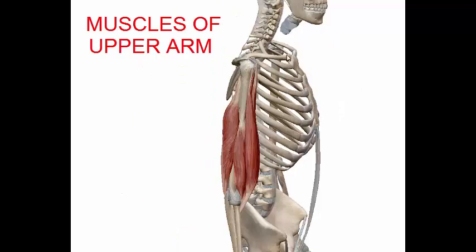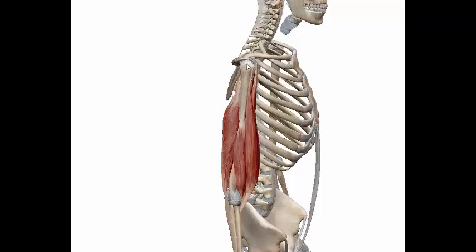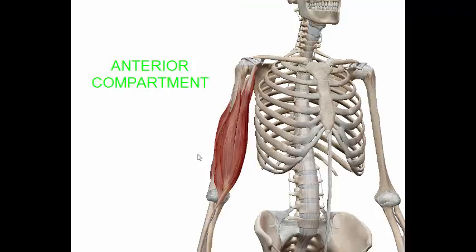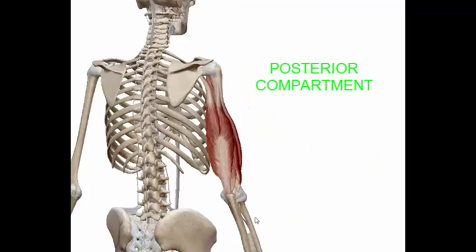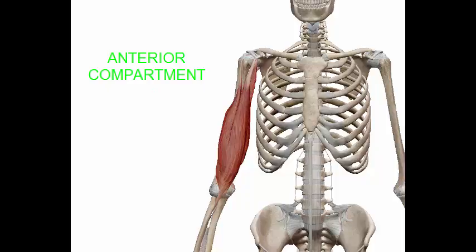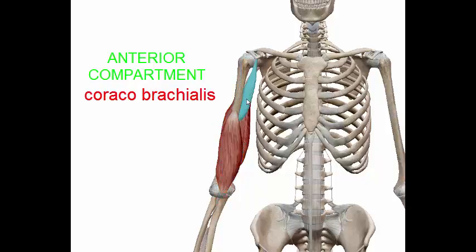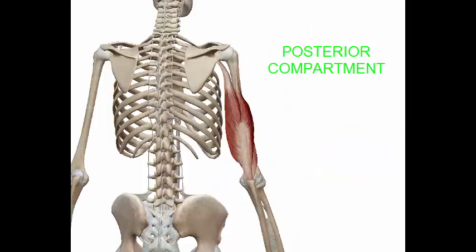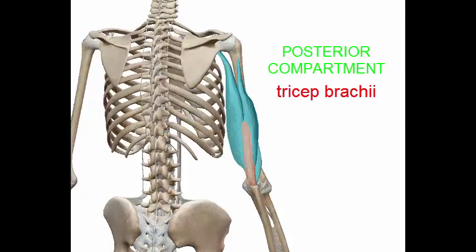In this video, we are going to talk about the muscles of the upper arm. Muscles of the upper arm divide into two compartments, the anterior compartment and the posterior compartment. There are three muscles located in the anterior compartment of the upper arm: biceps brachii, coracobrachialis, and brachialis muscles. The posterior compartment of the upper arm contains the triceps brachii muscle.